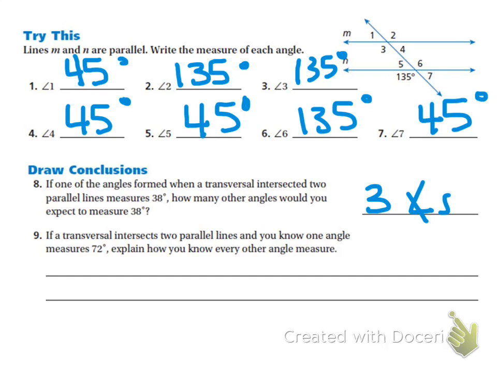And if a transversal intersects two parallel lines and you know that one measures 72, how would you find the other angle beside it? Perfect. Thank you, Michael Mohammed. That'd be 180 minus 72 to find your answer. If you want, you can put the exact answer. What is the exact answer, Michael? 108, that's correct.